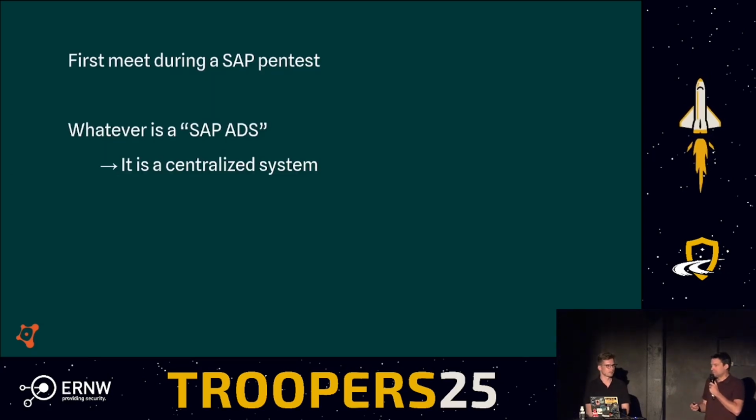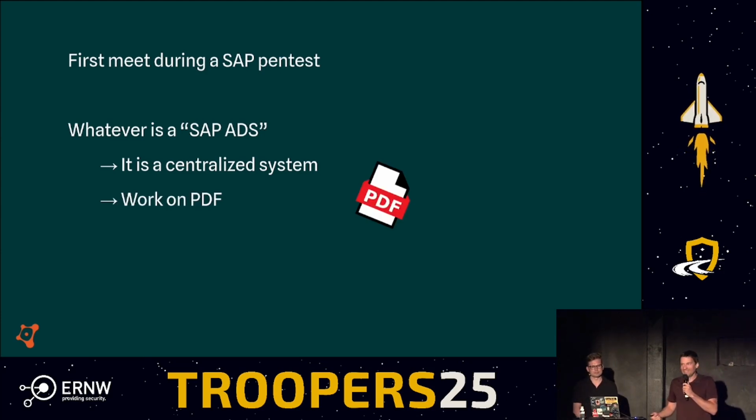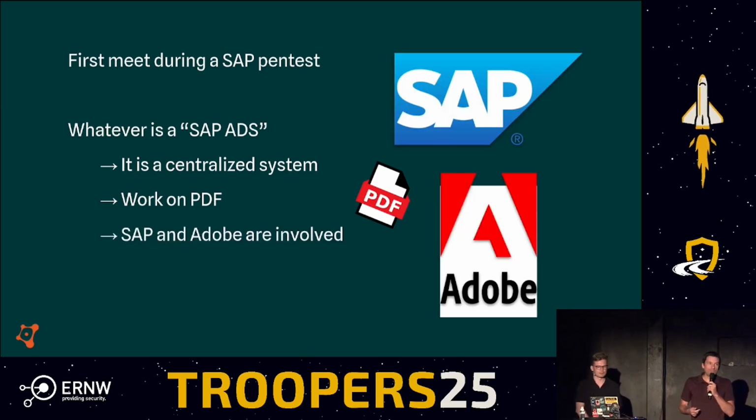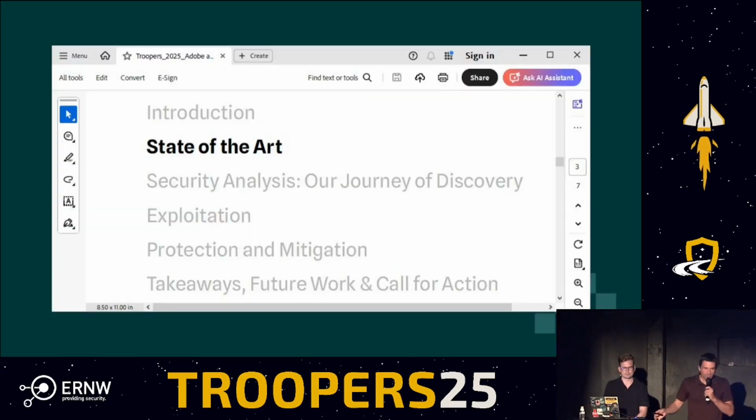At the very beginning, we didn't know what this SAP ADS was. But what we realized is that it looks like a centralized system, a system that communicates with a lot of other systems. It looks like it works with PDF, Adobe, stuff like that. So today we will speak about how SAP handles Adobe Document Services. That's a very quick introduction, and for the state of the art, I will let Fabian continue.